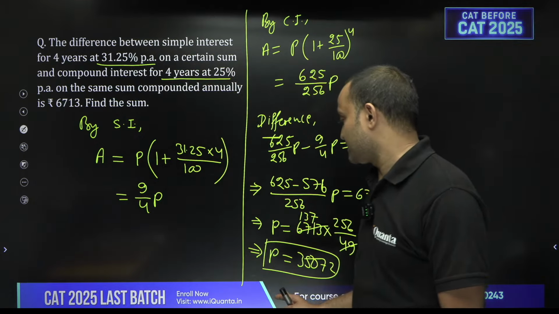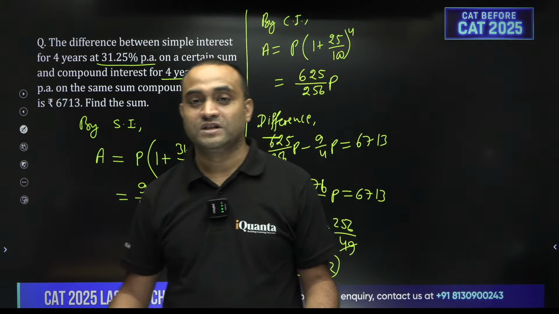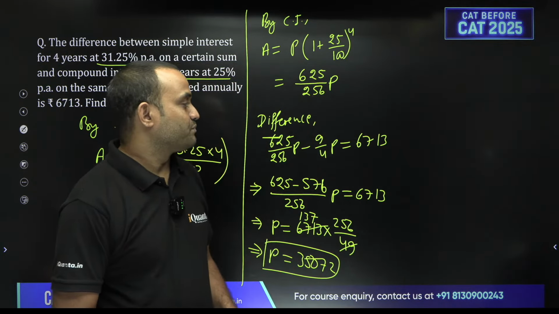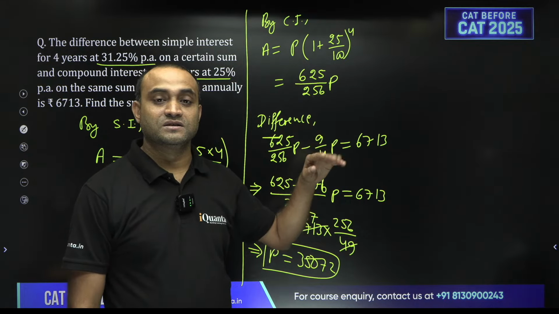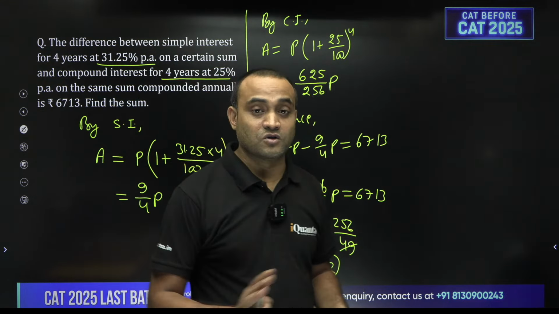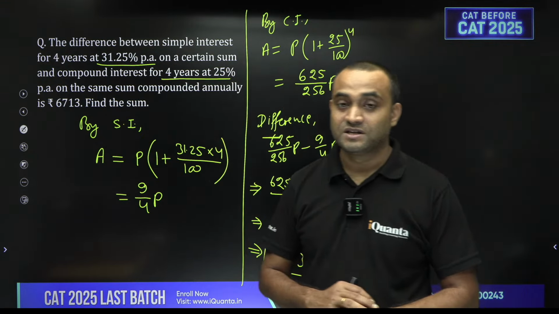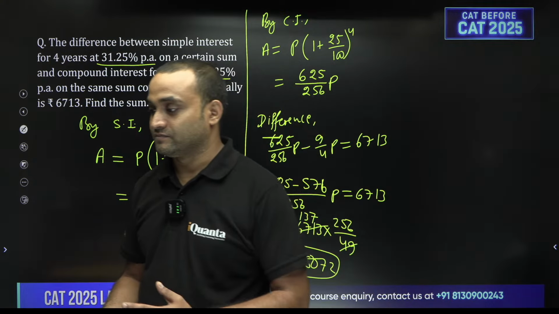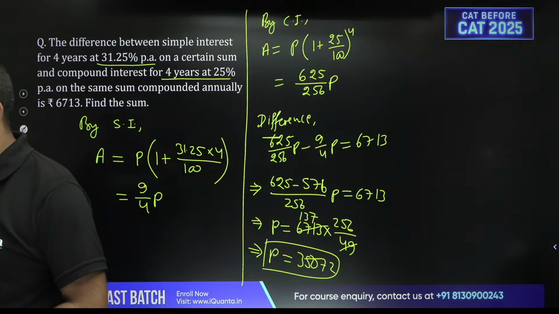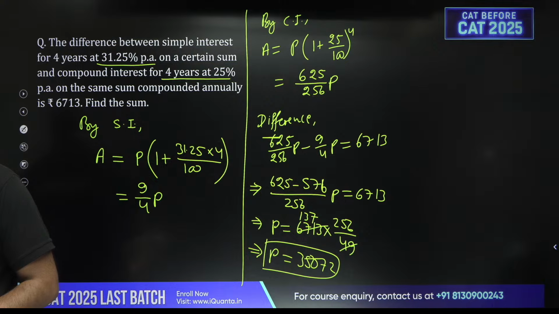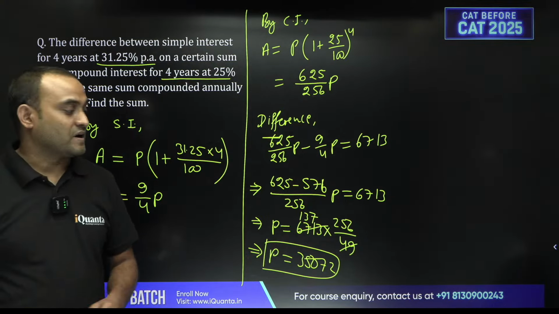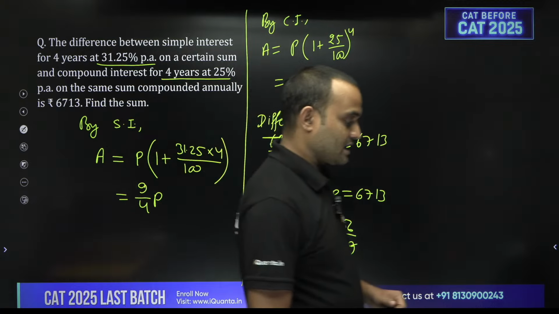So that's the answer, guys. You need to find the total amount with the simple interest, total amount by compound interest. The difference of the total amount will be same as the difference of the interest because the principal is same. So 35,000, है ना? 35,072 is the correct answer.